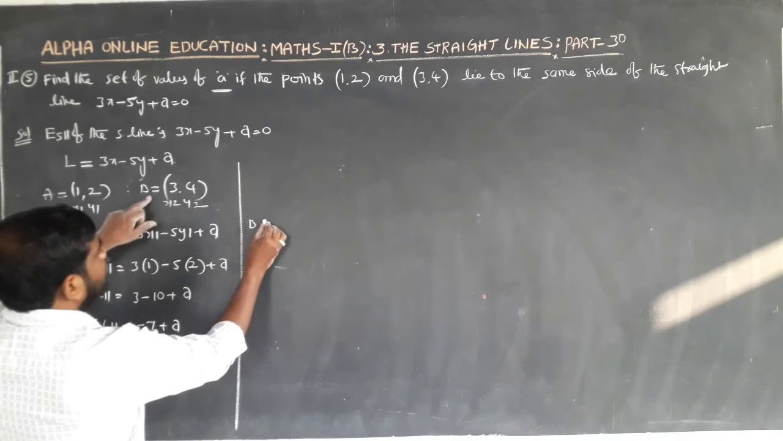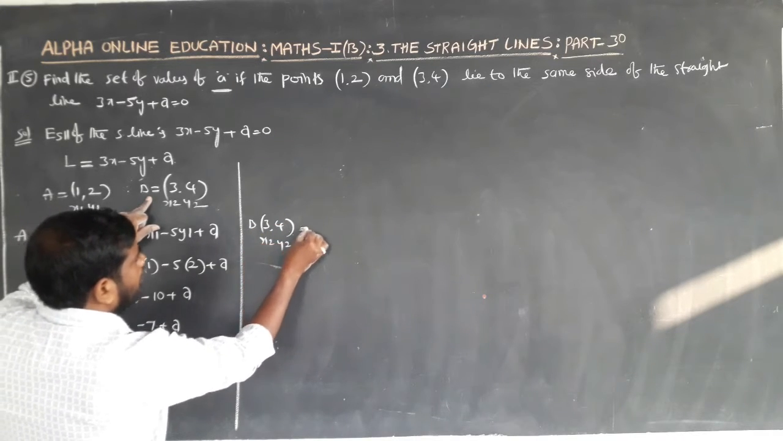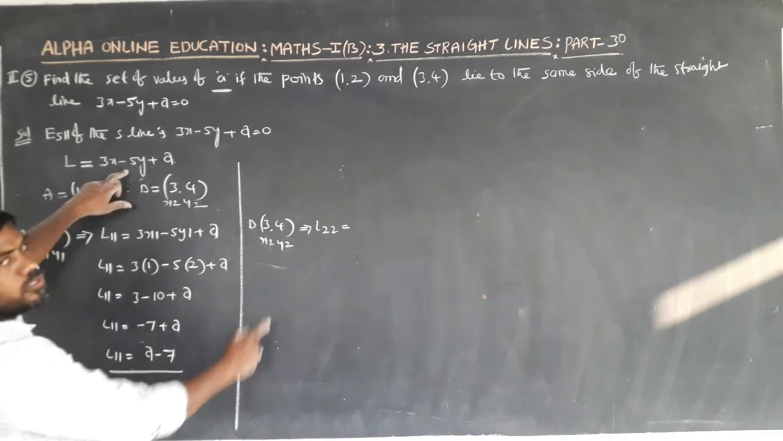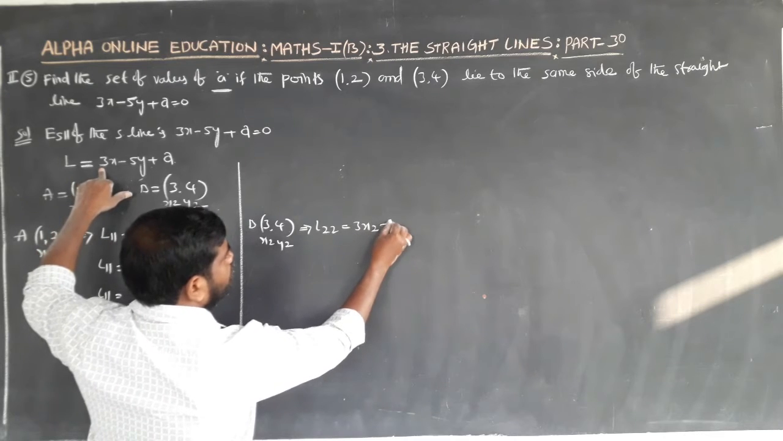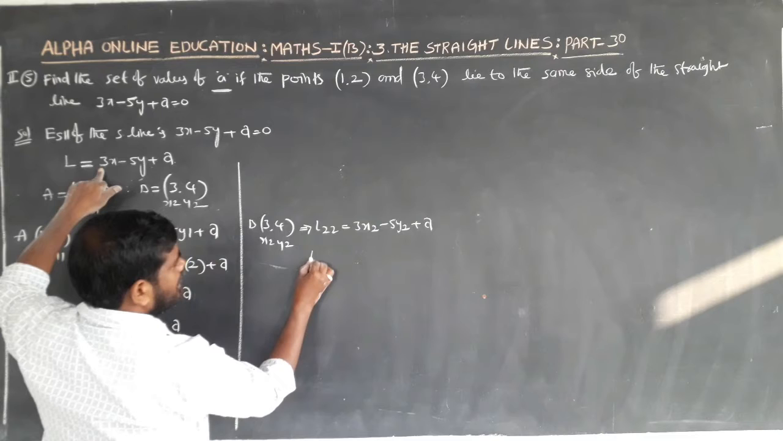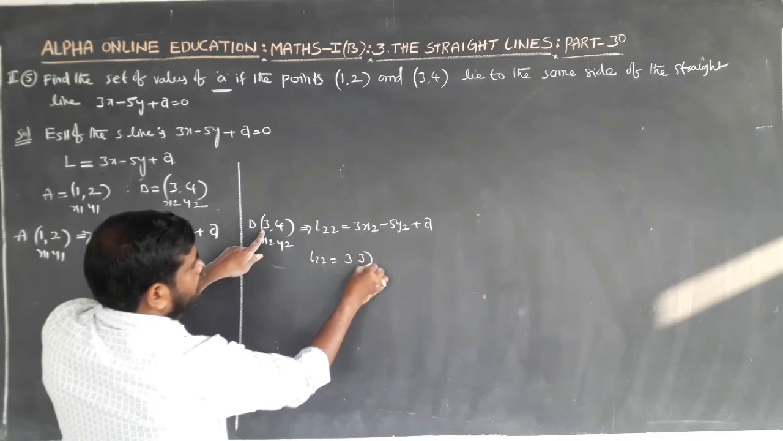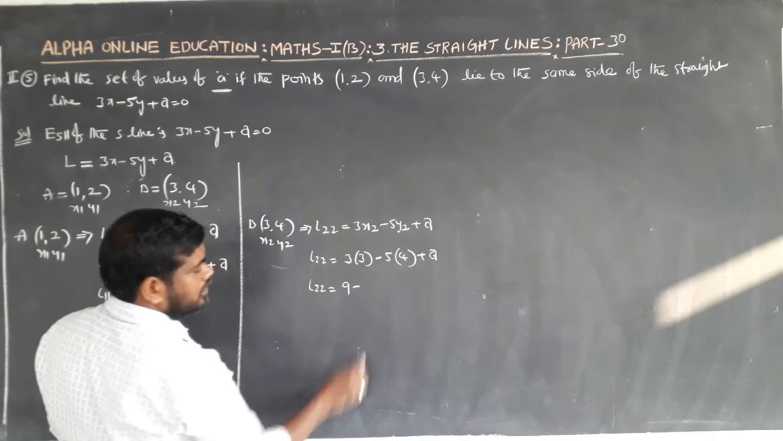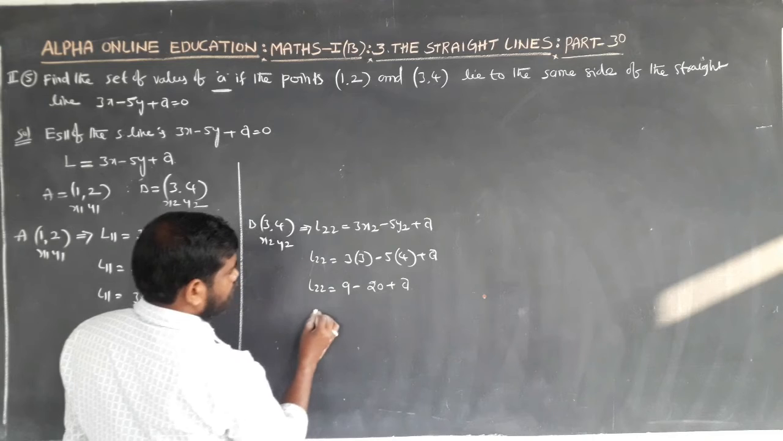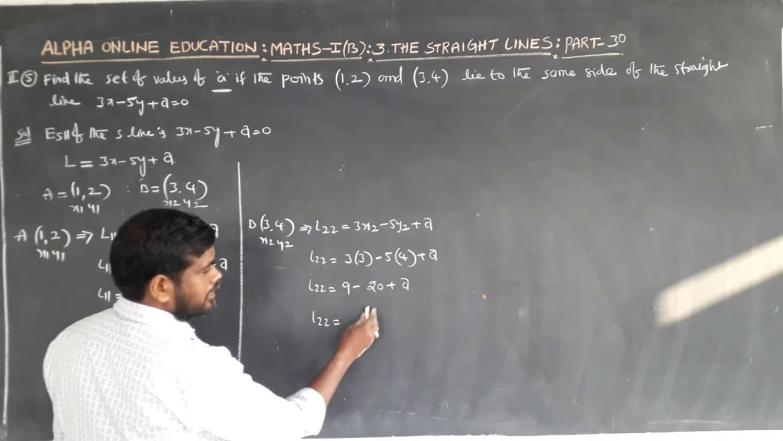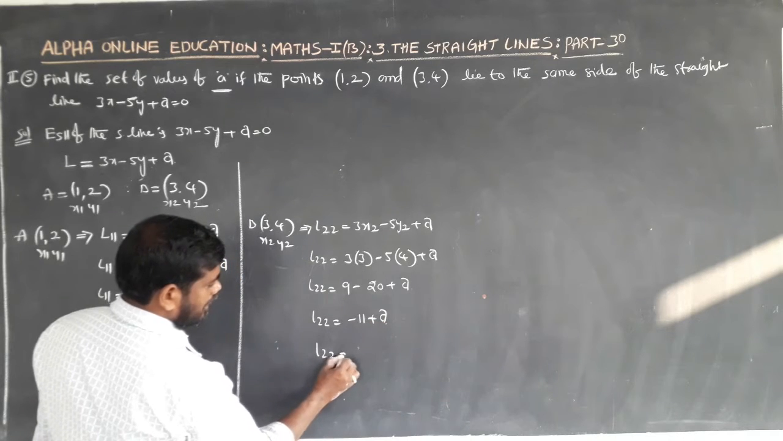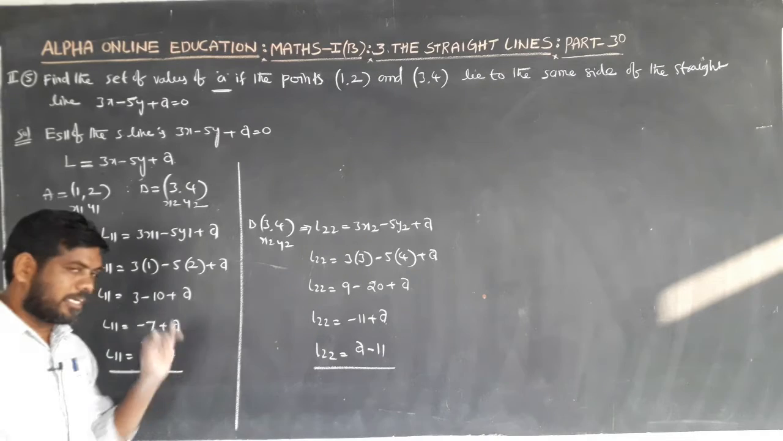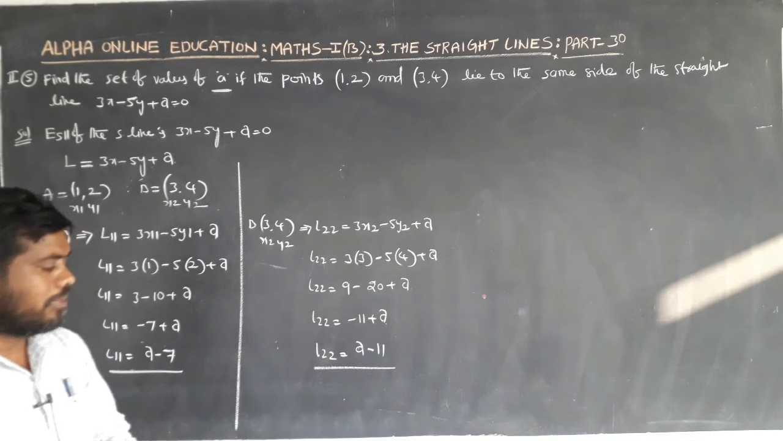Again, find the value of L22. B is (3, 4), so substitute x equal to x2, y equal to y2 in the line L. L22 means 3x2 minus 5y2 plus a. L22 is equal to 3 into 3 minus 5 into 4 plus a. 3 times 3 is 9, 5 times 4 is 20, so 9 minus 20 is minus 11 plus a. L22 is equal to a minus 11. So L11 is equal to a minus 7 and L22 is equal to a minus 11.